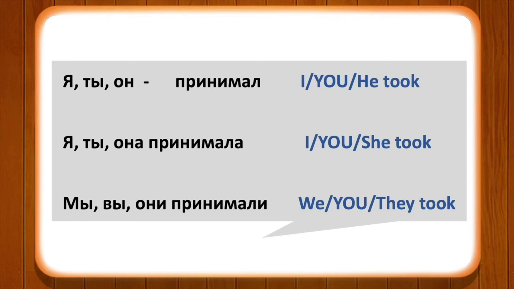And its conjugation in past is ya, ti, on prinimal for masculine gender. Ya prinimal, I took. Ti prinimal, you took. On prinimal, he took. Ya, ti, ana prinimala for feminine gender. Ya prinimala, I took. Ti prinimala, you took. Ana prinimala, she took. Me, we, ani prinimali for plural. Me prinimali, we took. Vi prinimali, you took. Ani prinimali, they took.